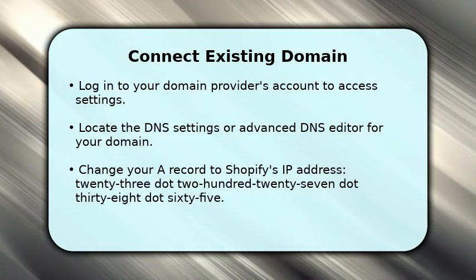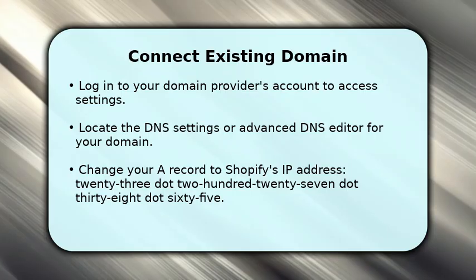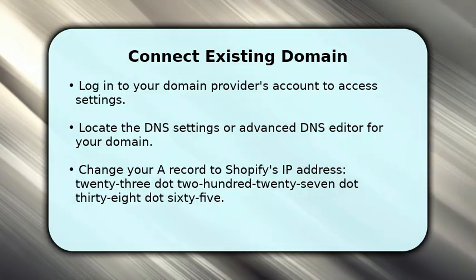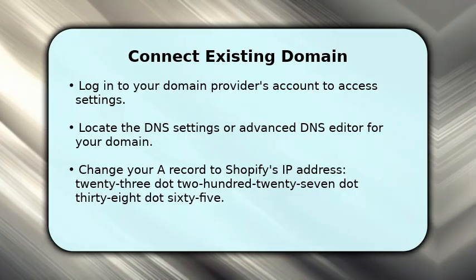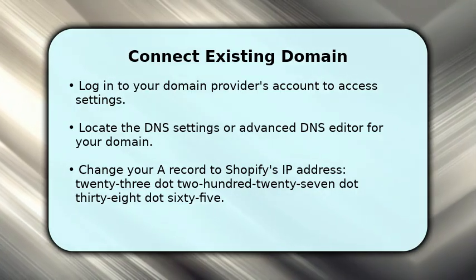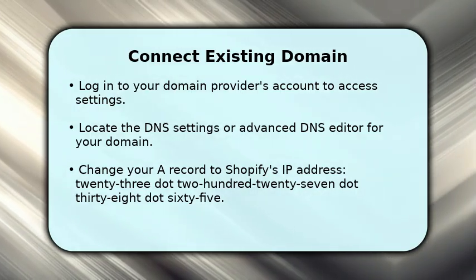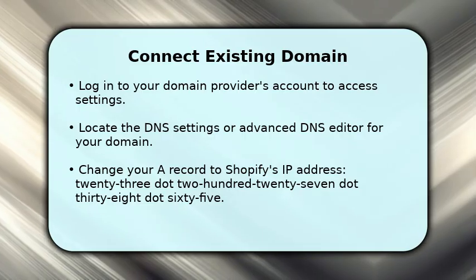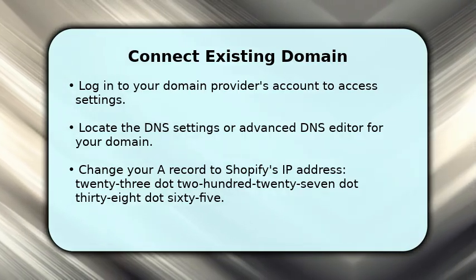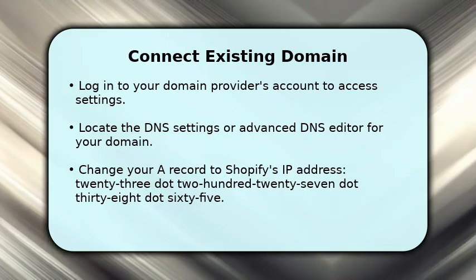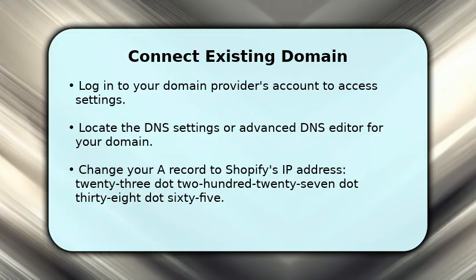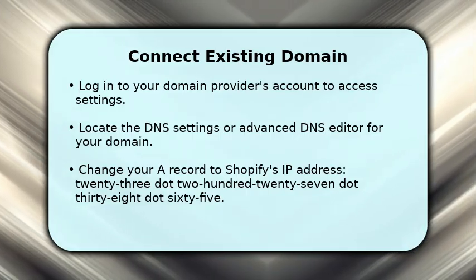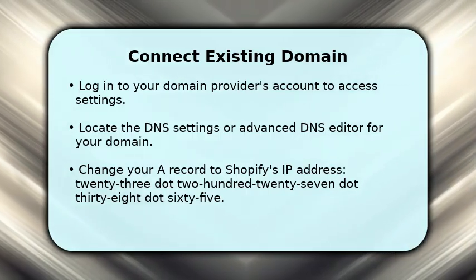To connect an existing domain, first log into your domain provider's account. Navigate to your DNS settings or advanced DNS editor. You will need to update two key records. Change your A record to Shopify's IP address, which is 23.227.38.65. Then, update your CNAME record to shops.shopify.com. These changes direct your domain to your Shopify store, making it accessible to your customers.